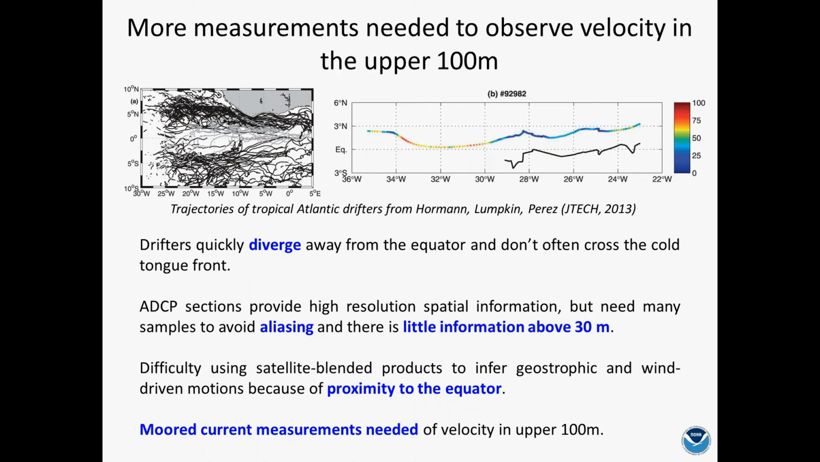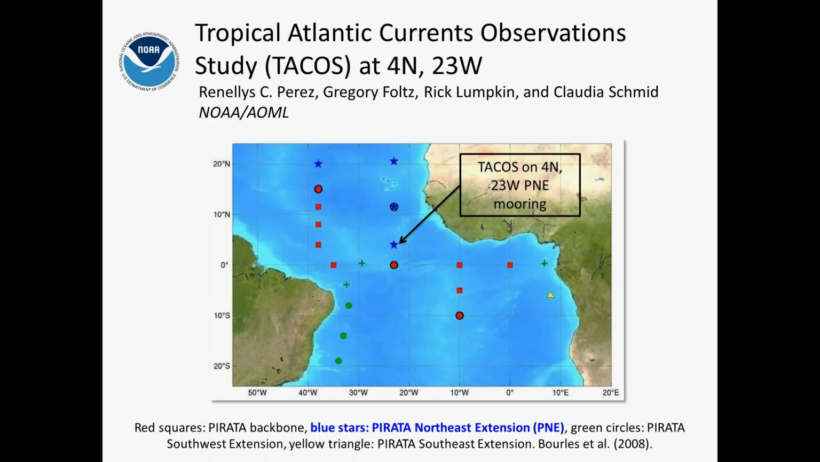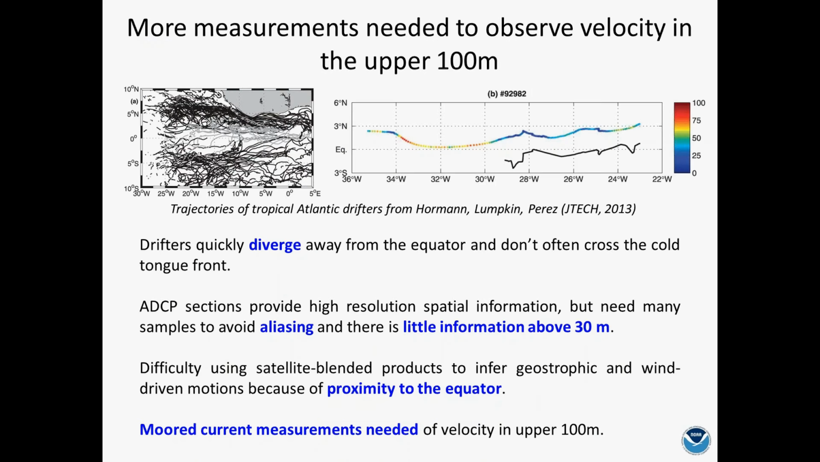Associated with the PIRATA program and a lot of other field programs in this area, we have shipboard ADCP and lowered ADCP cruises, along with hydrography. So we have sections of the velocities that are snapshots, and if we average them, we can get a sense of the mean circulation. They provide very high resolution, but you need many samples to avoid aliasing from eddies and high frequency signals. And because of the way acoustic Doppler current profilers measure, you have this blind spot in the upper 30 meters. So there's little direct measurement in the upper 30 meters.